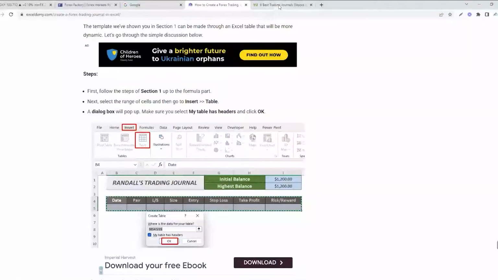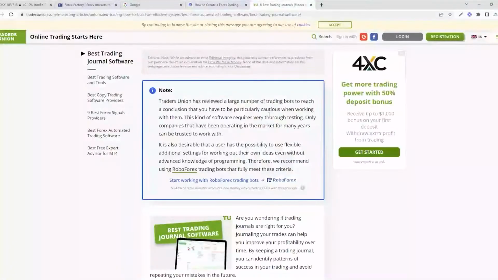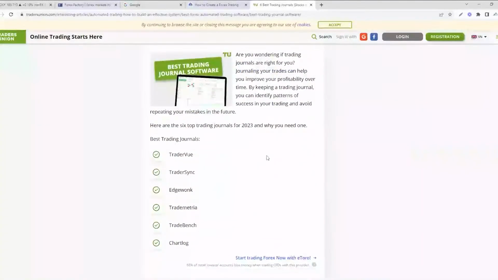And the other one is this Traders Union website, where they have done a review of several trading journals. These are all paid subscription journals. Just to be clear, I'm not promoting any of these particular trading journals that are listed here.